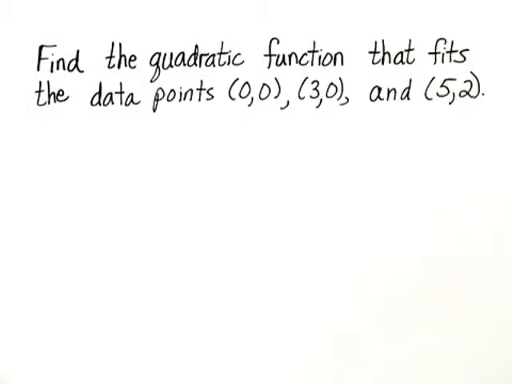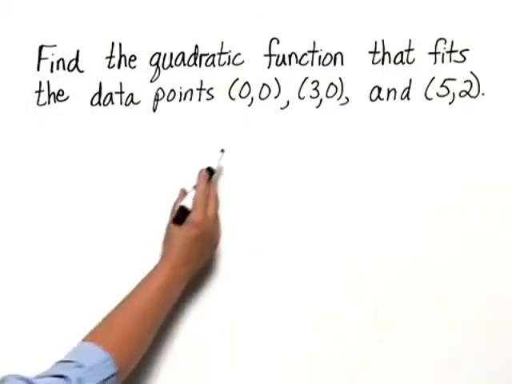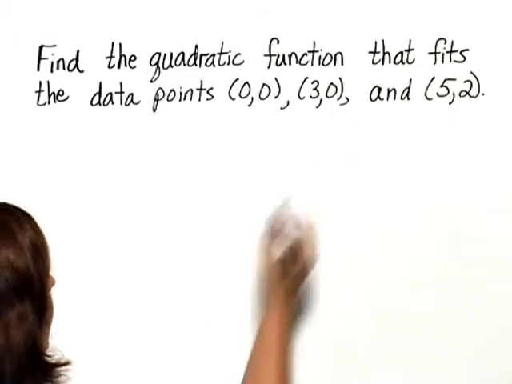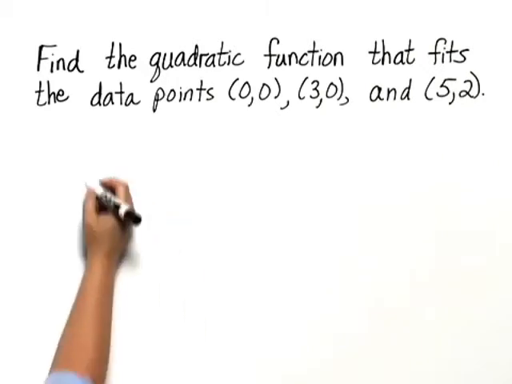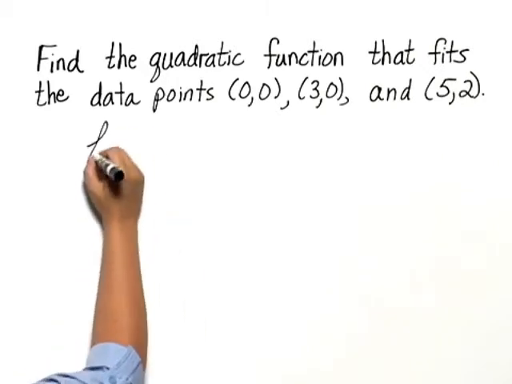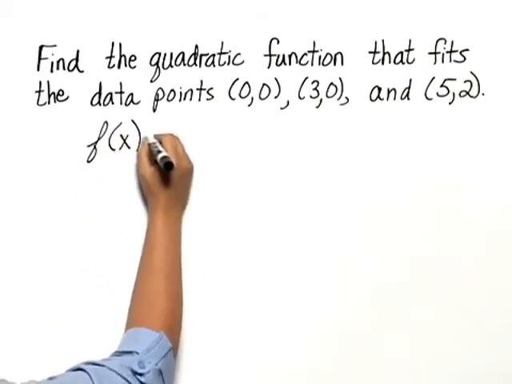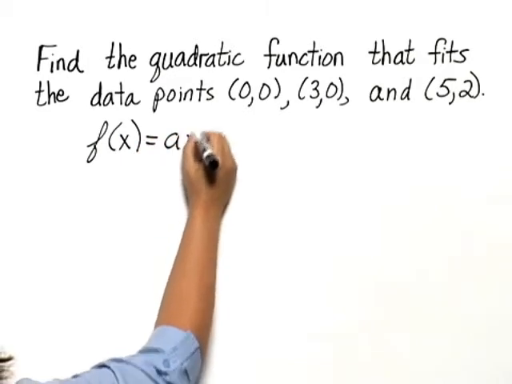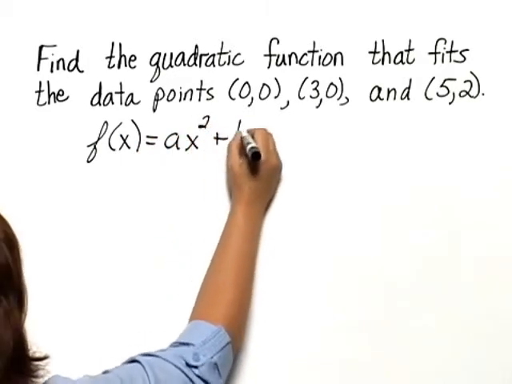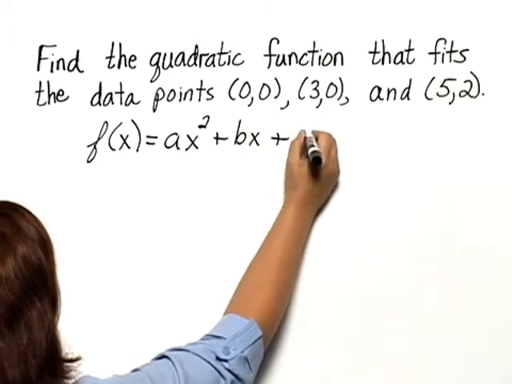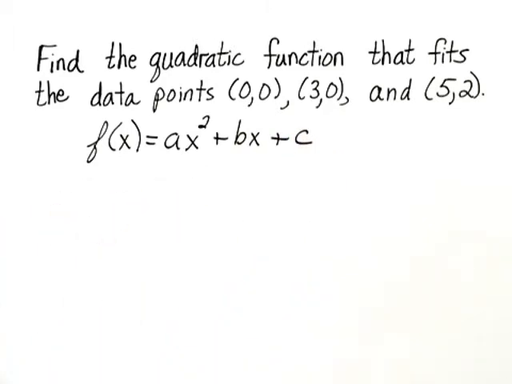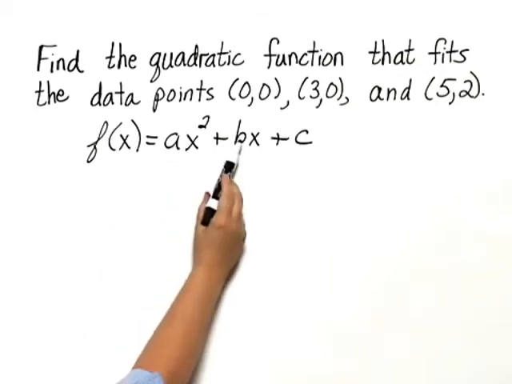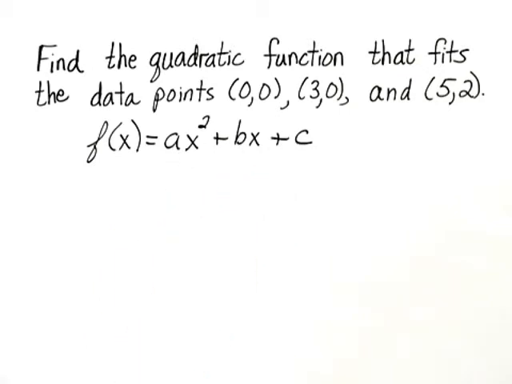Find the quadratic function that fits the data points (0, 0), (3, 0), and (5, 2). Let's start by thinking about what we mean by a quadratic function. It means a function of the form f(x) = ax² + bx + c. Writing this out tells us that what we need to find are these numbers a, b, and c, these coefficients.